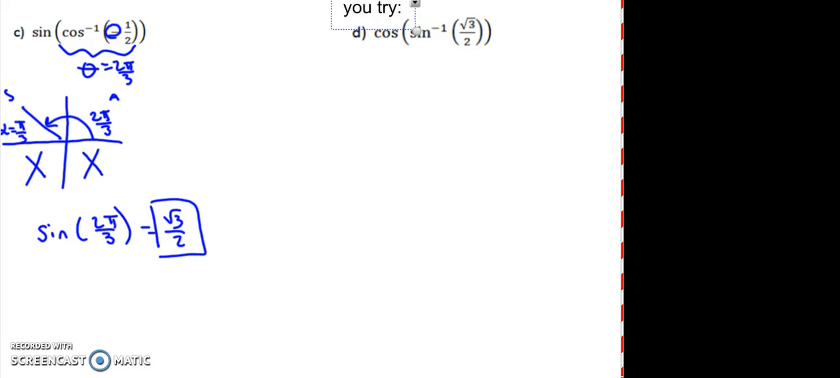So I'm going to have you try this next one. If you've done it correctly, then the solution here should in fact be 1/2. So give that a go.